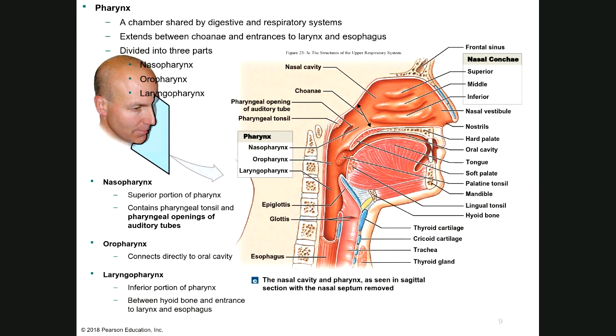And then we have the laryngopharynx, which is the inferior portion of the pharynx. It lies between the hyoid bone and the entrance to the esophagus. It's between the hyoid bone and the superior part of the esophagus.